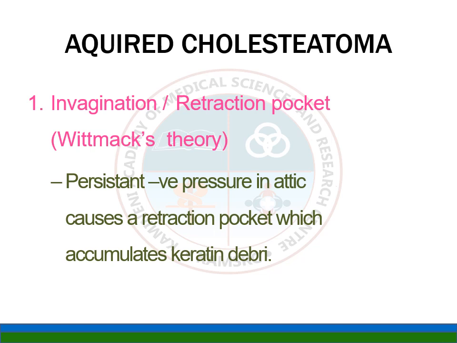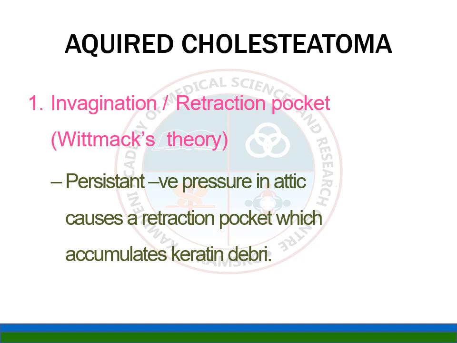The first theory is the invagination or retraction pocket theory, which was given by Wittmaack. What he says is, due to persistent negative pressure in the attic region, behind the pars flaccida, there is a retraction pocket, meaning the tympanic membrane or pars flaccida is retracted. Into that retracted pars flaccida, there is an accumulation of keratin debris, squamous epithelium from the external auditory canal. It accumulates in that invaginated tympanic membrane, so it leads to formation of the cholesteatoma.